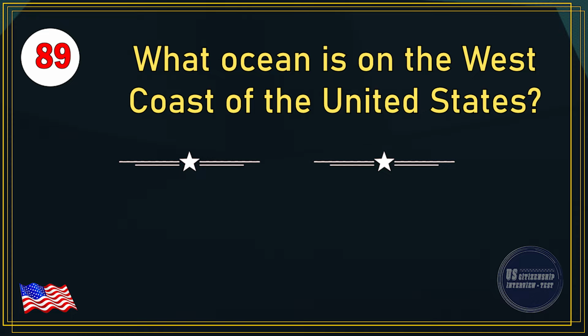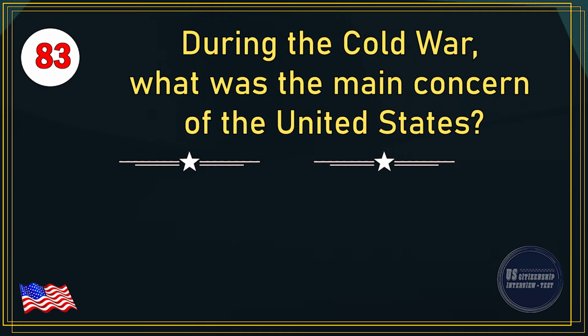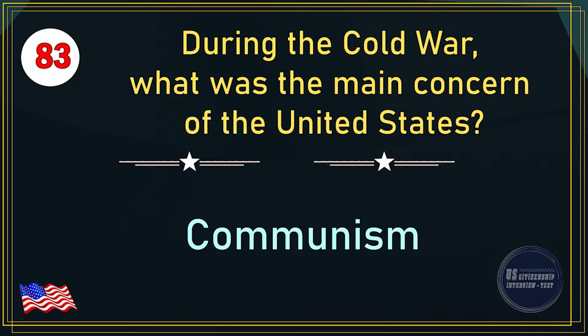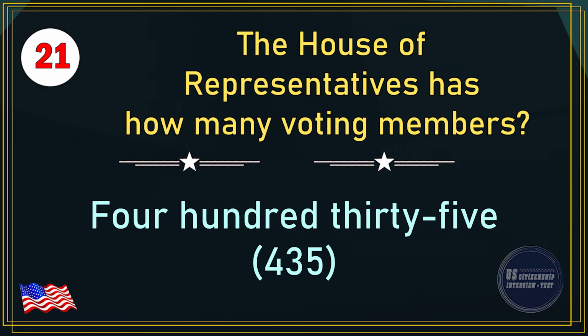What ocean is on the west coast of the United States? Pacific Ocean. During the Cold War, what was the main concern of the United States? Communism. The House of Representatives has how many voting members? 435.